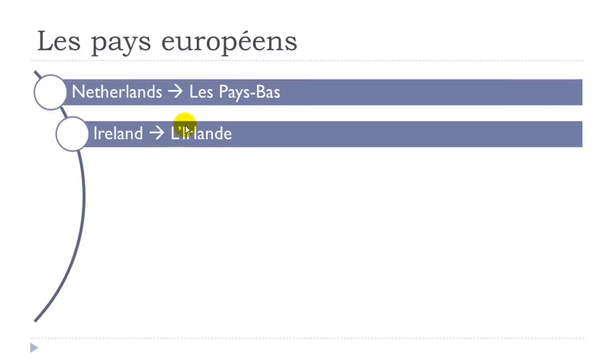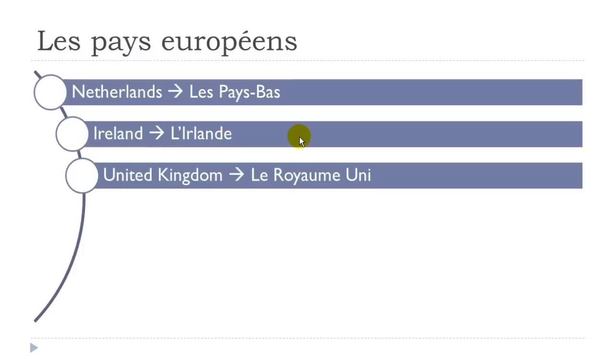Remember, this is E and it should be pronounced like E, E. Irlande. Irlande, okay, A-N, en, D, and final E, not pronounced. Irlande. Le Royaume-Uni. Le Royaume-Uni. Le Royaume-Uni, okay.